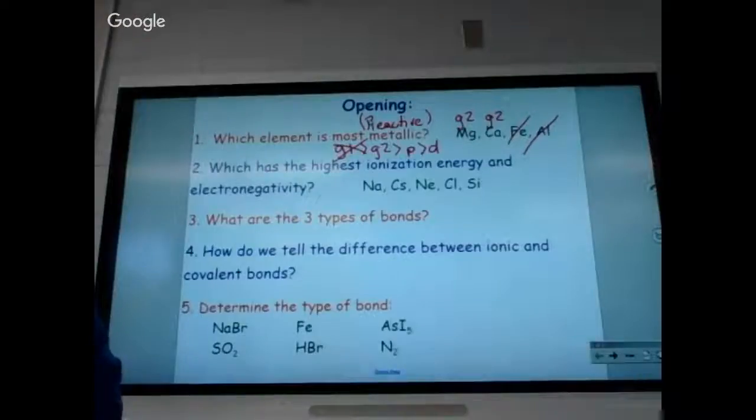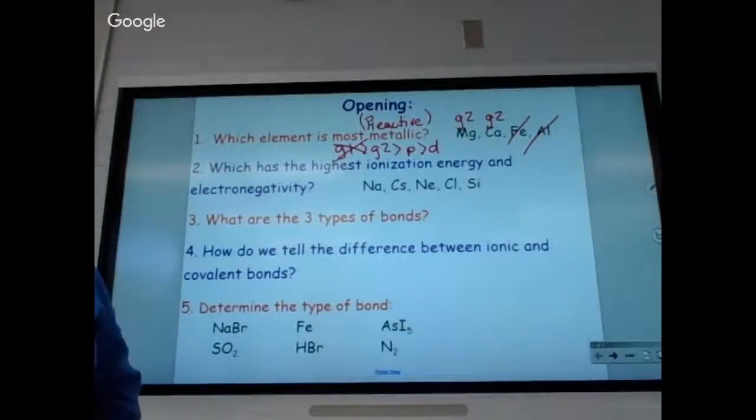Now, if I said who's the most non-metallic, you'd be looking for who's the most reactive non-metal. So the most non-metallic would be who? Which group has the most reactive non-metals? 17. Yes.